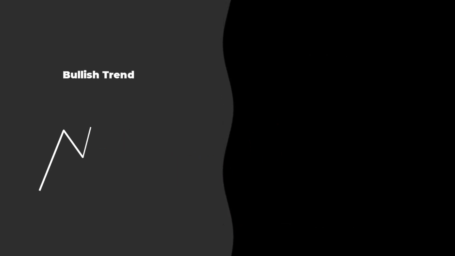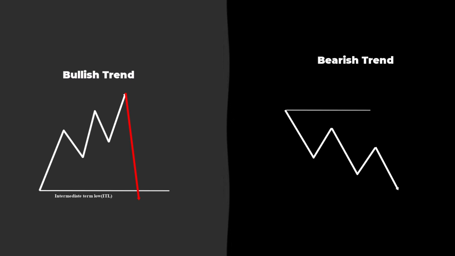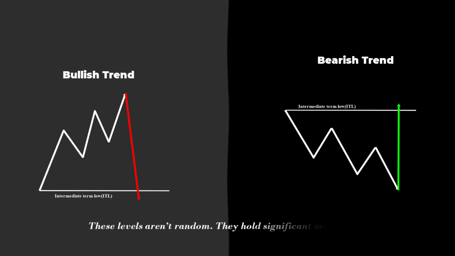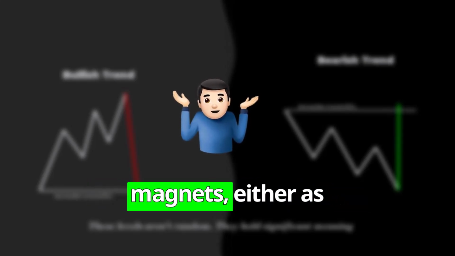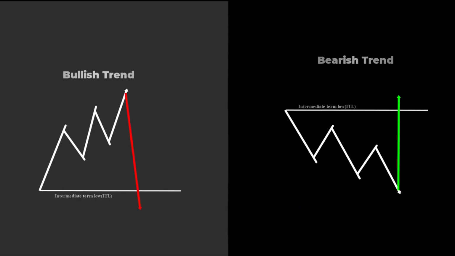Imagine a bullish trend. In most cases, the price won't break below these intermediate lows unless something significant is changing. In a bearish trend, it's unlikely for you to see the price break above those intermediate highs unless the market is shifting direction. These levels aren't random. They hold significant meaning. Why, you might be asking? This is because they act as magnets, either as respected boundaries or liquidity targets.